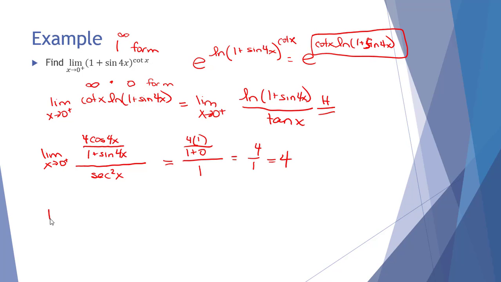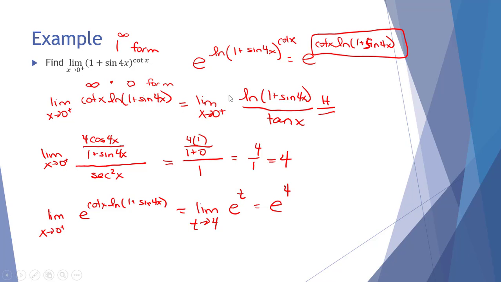So when I looked at the limit as x approached 0 from the right of e to the cotangent x times ln of 1 plus sine of 4x, what I determined is that as x approaches 0, the exponent approaches 4. So I'm going to replace that exponent with something, so I don't have to rewrite it again, and say that something approached 4. Well, now that I have it as simple as this, it's a direct substitution. So the original limit is now equal to e to the 4th power. And that is indeterminate powers.